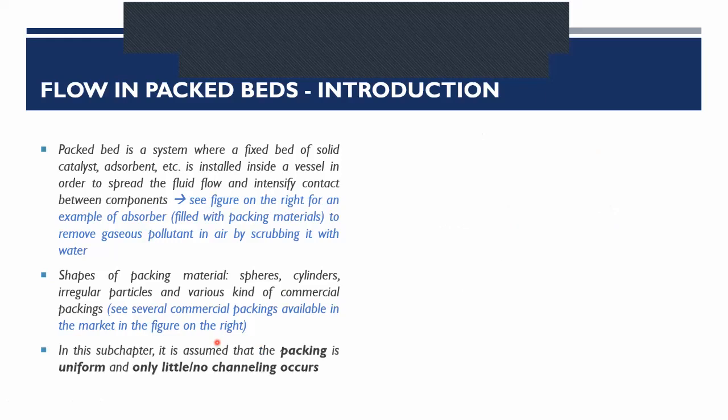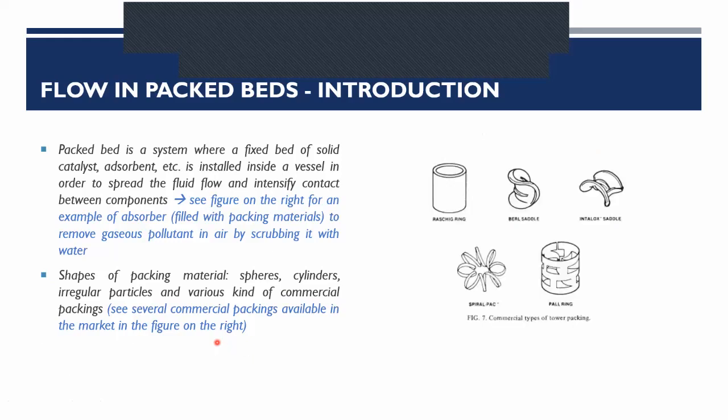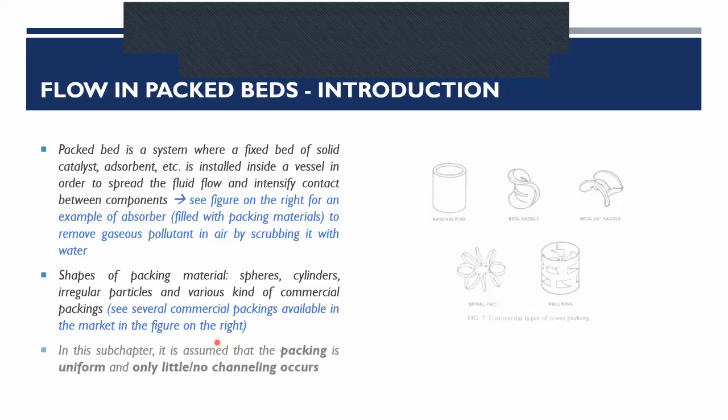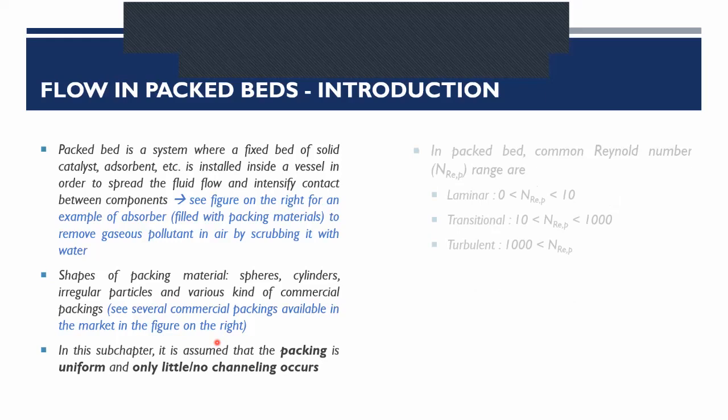In this subchapter, we will assume that the packing is uniform. So we do not mix the packing in this subchapter. If one is a Raschig ring, then the other is also a Raschig ring. If one is a Berl saddle, then another packing is also a Berl saddle.